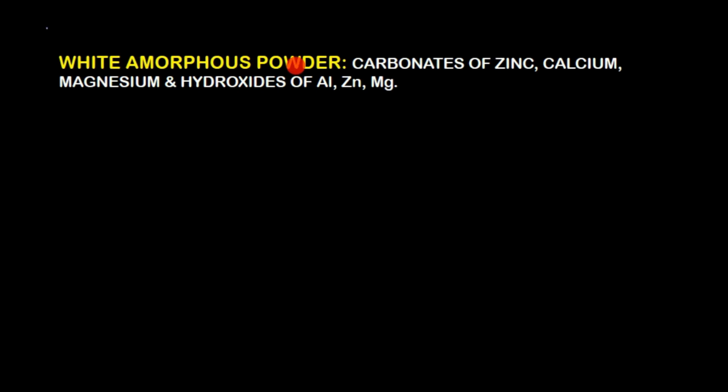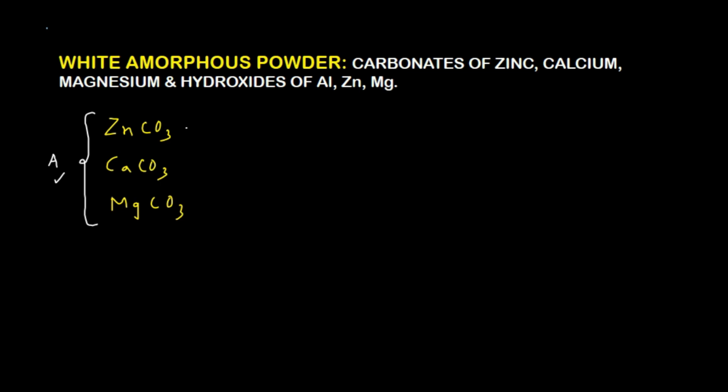We have been given the white amorphous powder. So carbonates of zinc, calcium and magnesium are white amorphous powders, and along with these carbonates, hydroxides of aluminium, zinc and magnesium are also white amorphous powders. I am taking zinc carbonate, and along with zinc carbonate, say calcium carbonate, then magnesium carbonate. So these are the possibilities for the compound A. Out of these three, the compound could be anything.